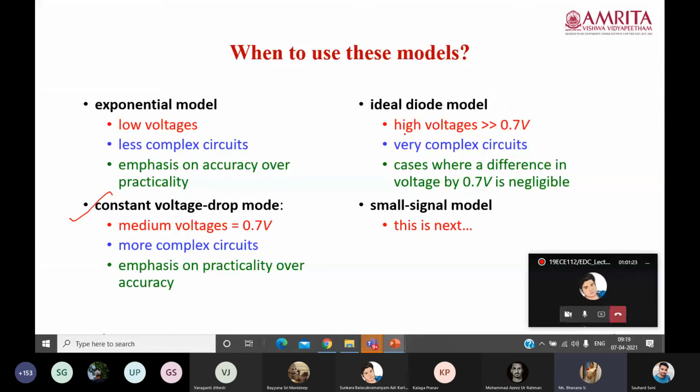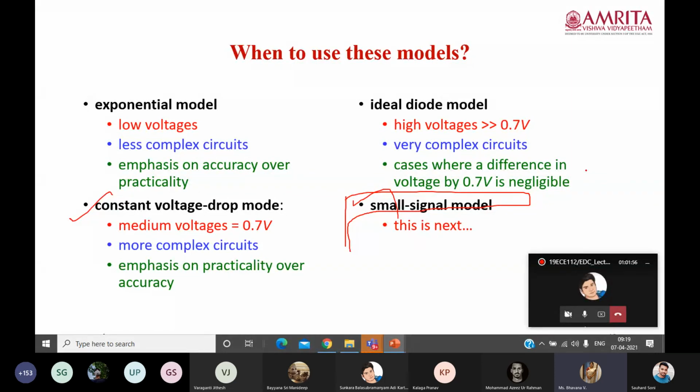Ideal diode, anyway, does not have that much significance. So usually we will be preferring this model. Okay, this is very important. You may take down. Actually, in the textbook, they have given one comparison table. I'll tell you to copy that in your notebook after completing the small signal model.